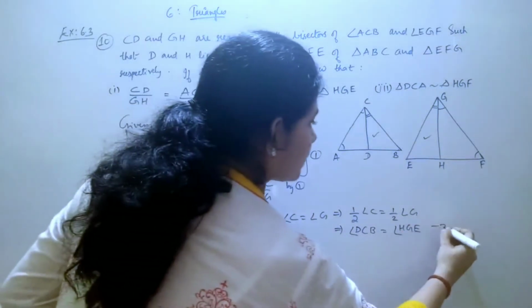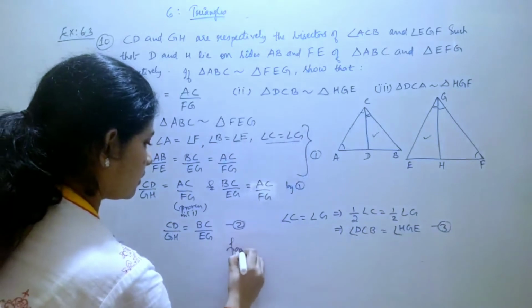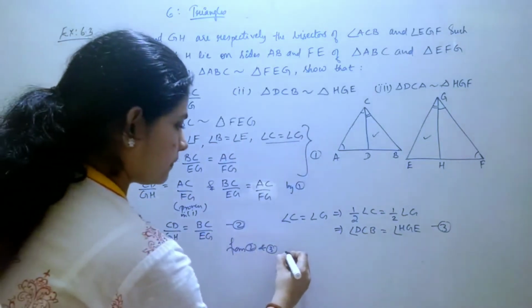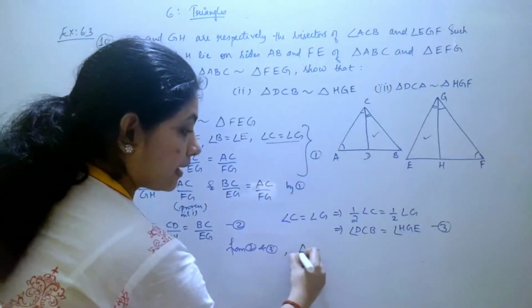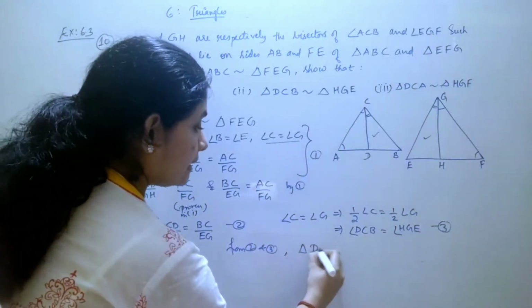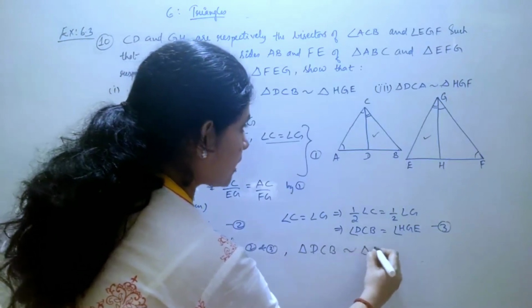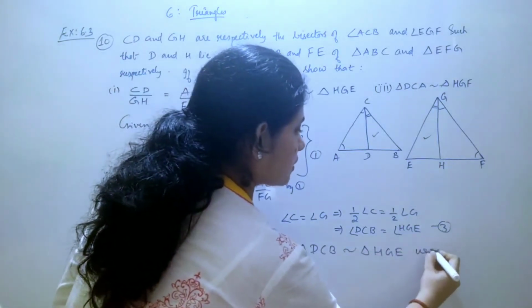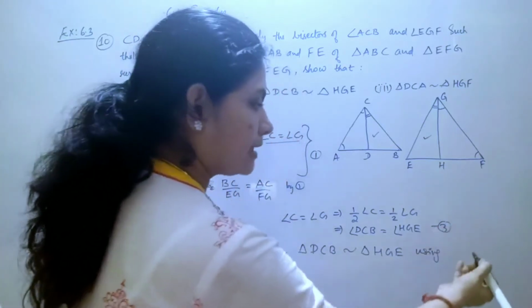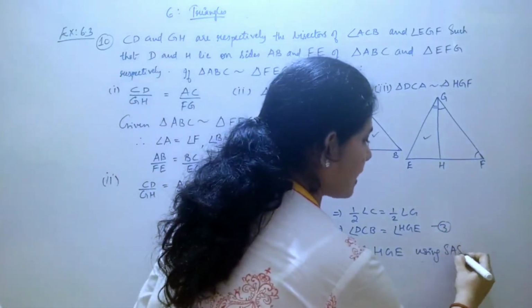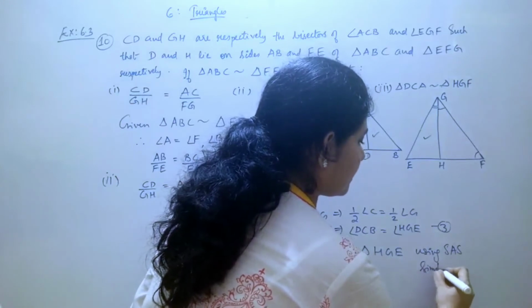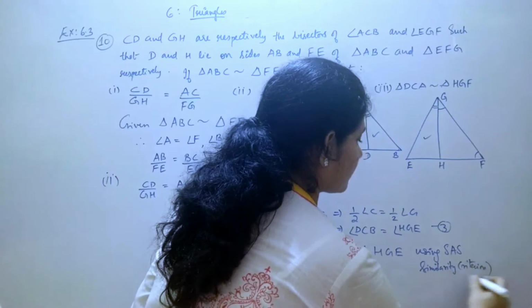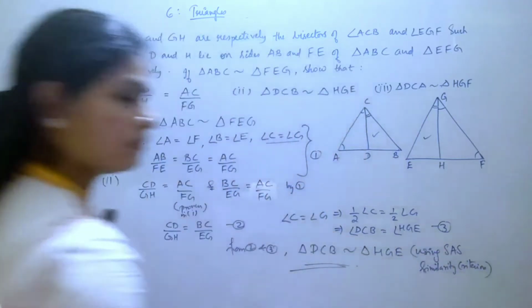So from 2 and 3 you are getting triangle DCB is similar to triangle HGE using which criterion? This is SAS similarity criterion.